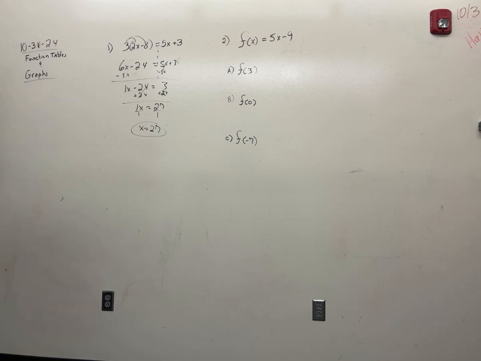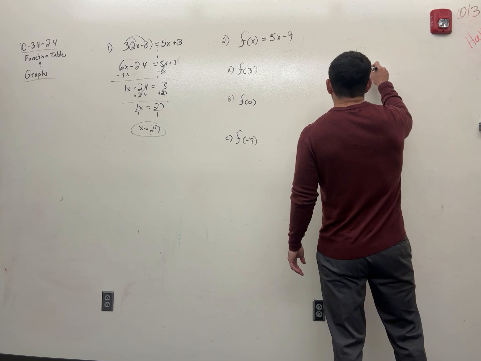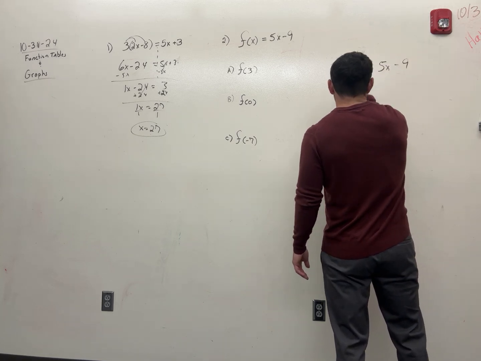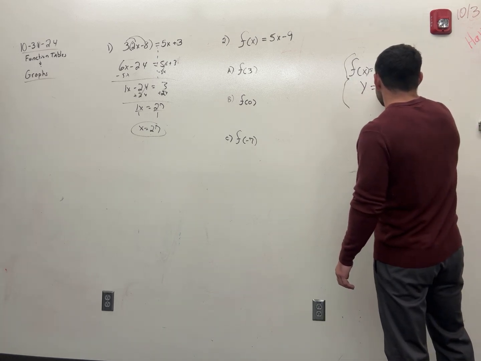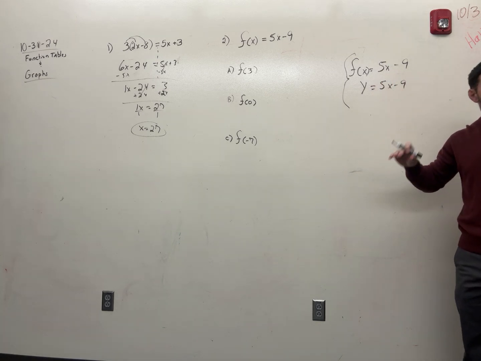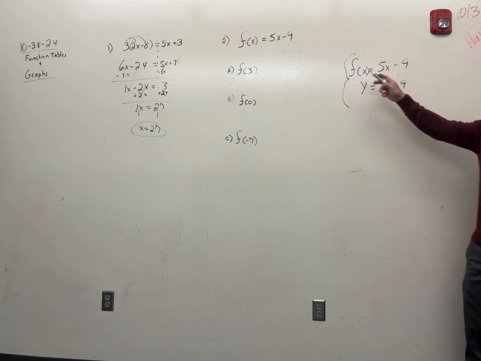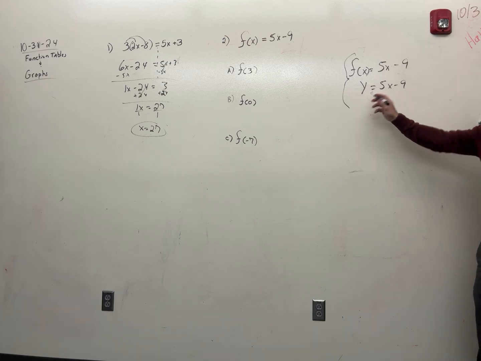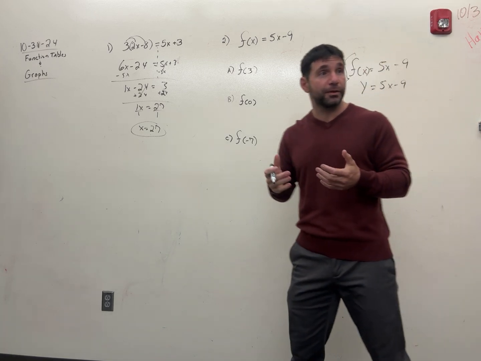Even though this is up here, watch what I'm going to do. F of x equals 5x minus 9. That's the same as saying y equals 5x minus 9. F of x, g of x, h of x, v of x, s of x, all of that is just taking the place of the y, because the goal of functions is to end up graphing.